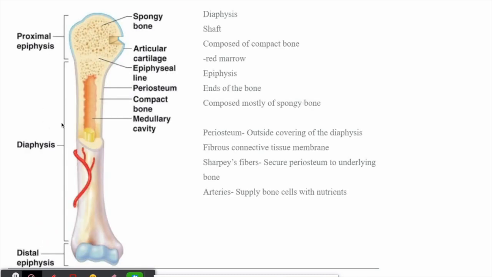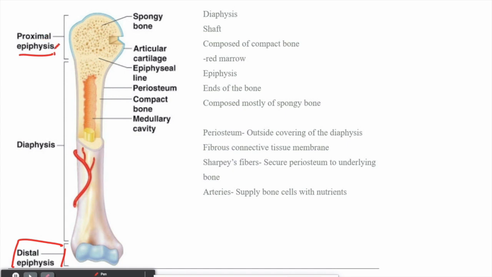Here is the anatomy of a long bone. We want to learn the anatomy of long bones. We have two or three major sections. You have the ends of the long bones, which are called epiphyses.